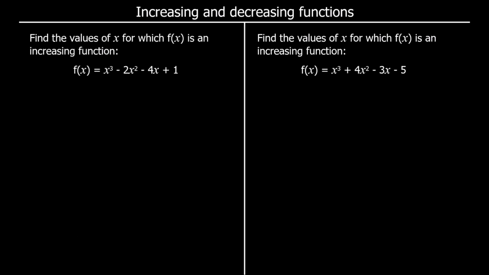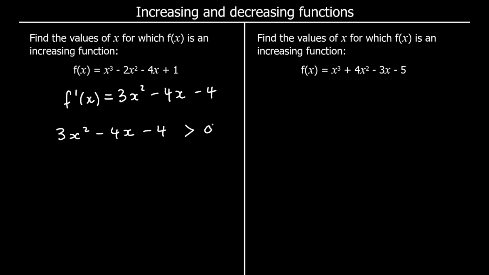Find the values of x for which f of x is an increasing function again. So where is the gradient positive? So our gradient function. So to find the gradient function, we times by the power, take one off the power. So we've got 3x squared minus 4x minus 4. So we want to know where 3x squared minus 4x minus 4 is bigger than 0. Where is it positive? So we're solving a quadratic inequality. Our calculator will do it for us. But if we weren't using a calculator, I'll show you how to do it with a calculator in a second.